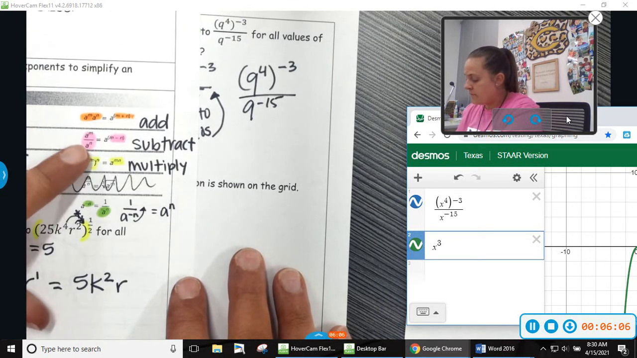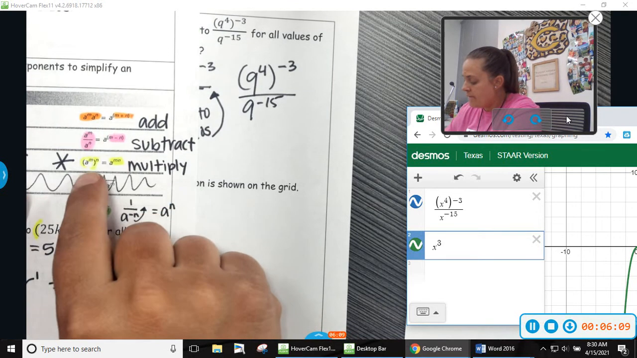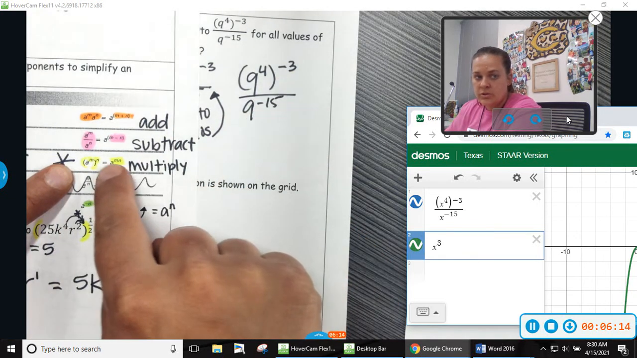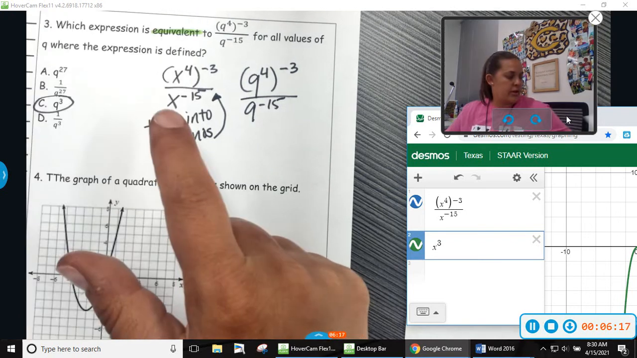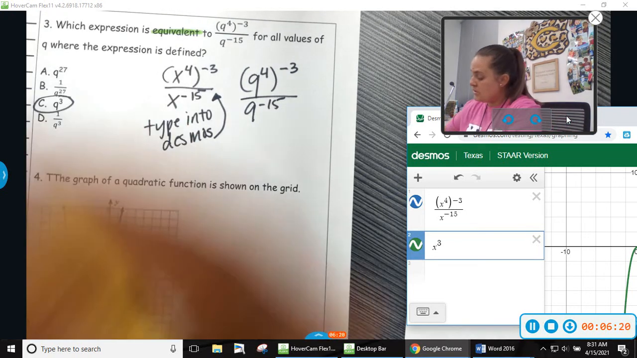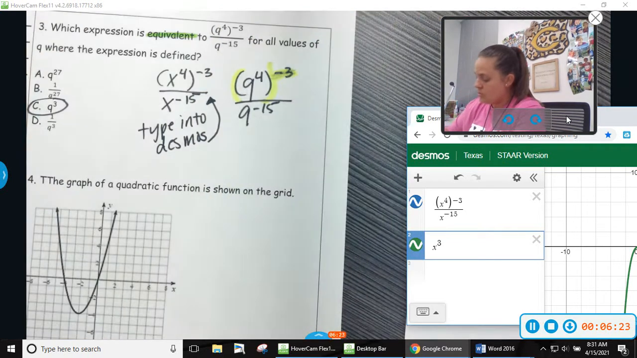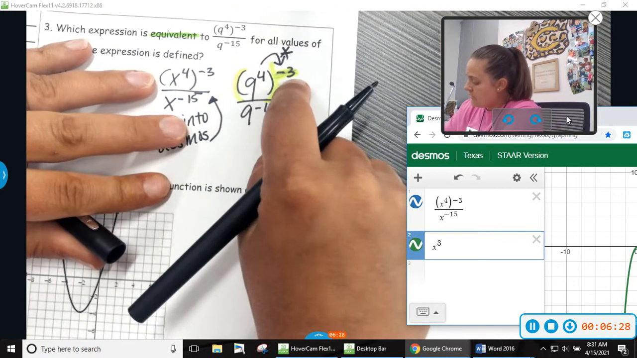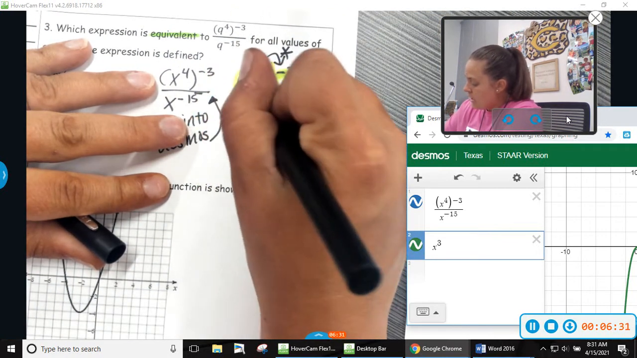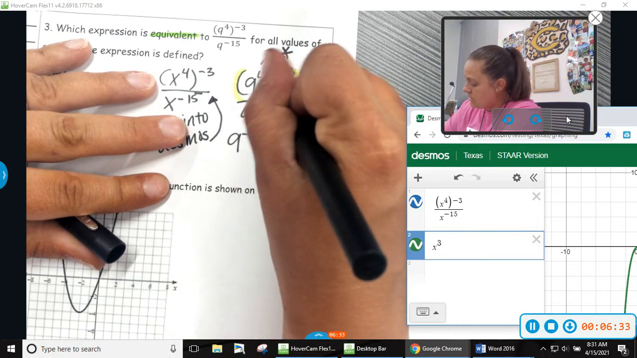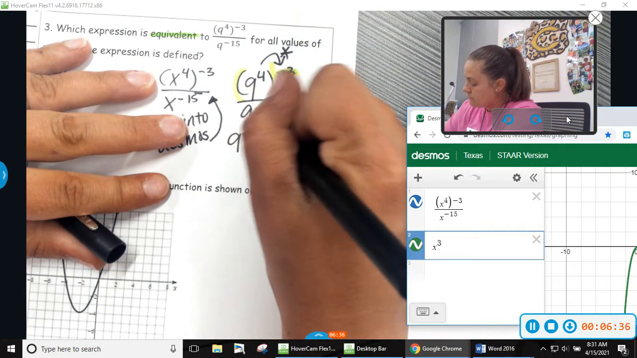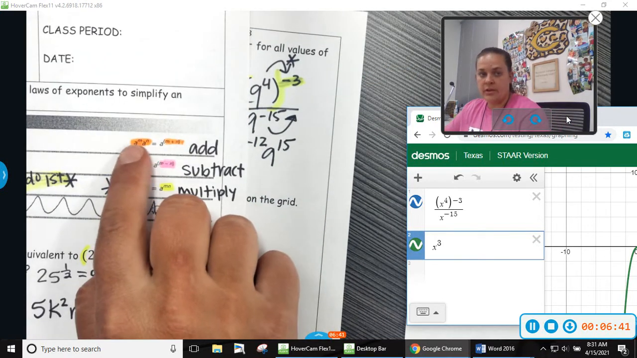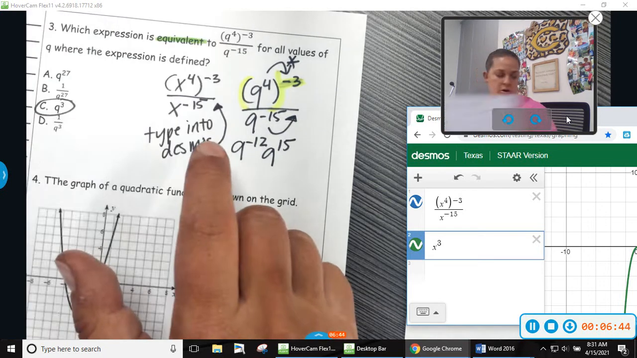Okay, whenever we have divide, we're going to subtract. However, anytime we have a parentheses with a number outside of it, like we do here, then we always have to do this step first. Okay, so this means to multiply. So 4 times -3 is -12. And then this -15, I want it to be positive, so I'm going to move it to the top. Okay, so now when I look at my chart, we have letter beside letter, so that tells us to add our exponents.